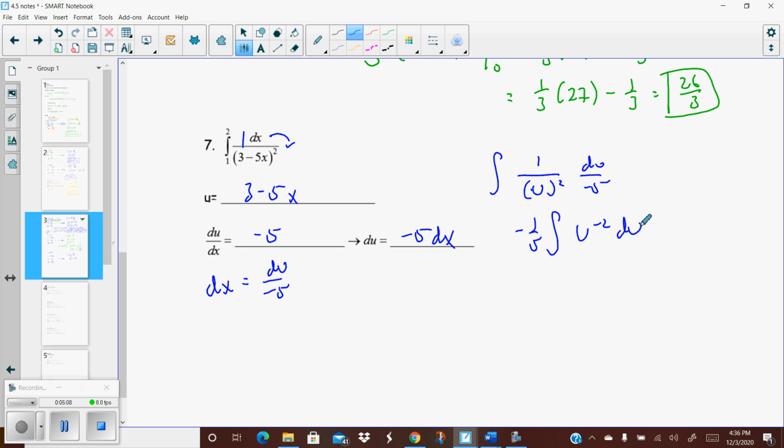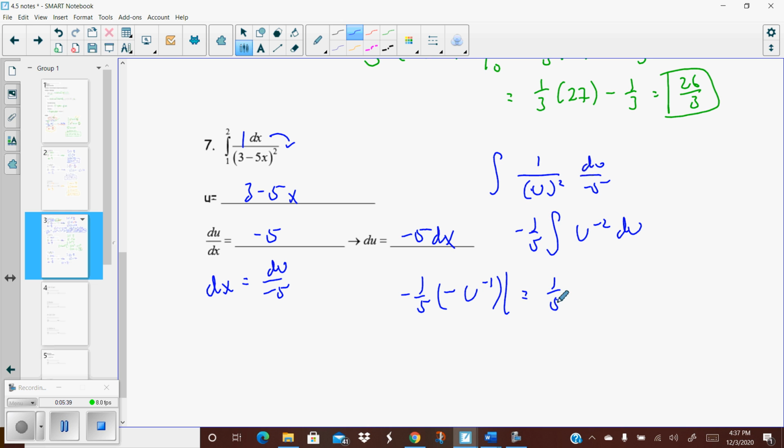Okay, we'll take our antiderivative now. So we're going to get negative 1/5. Antiderivative of u to the negative 2 is u to the negative 1 divided by negative 1, which is multiplying by the reciprocal of negative 1, so it's still just negative. Okay, I can multiply those two negatives together, and I can change, if I want to, the u to the negative 1 back to, oops, forgot my bar, 1 over u.